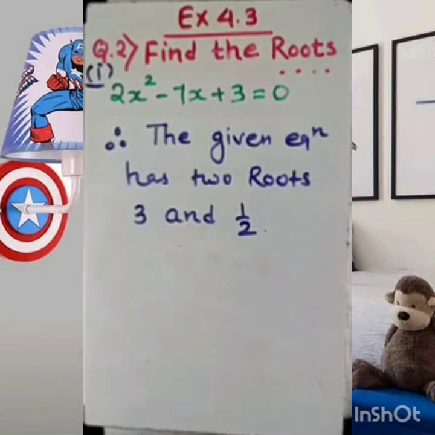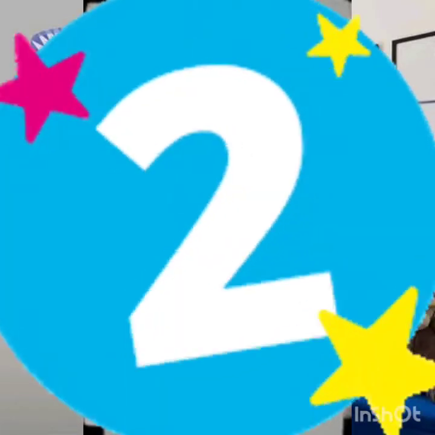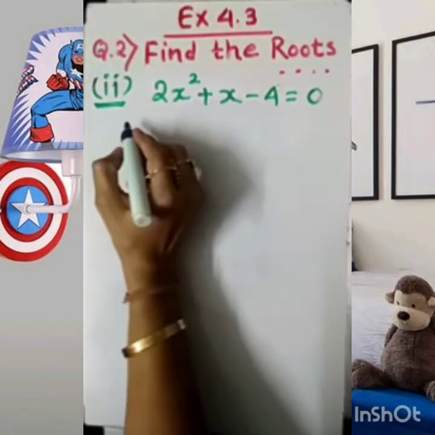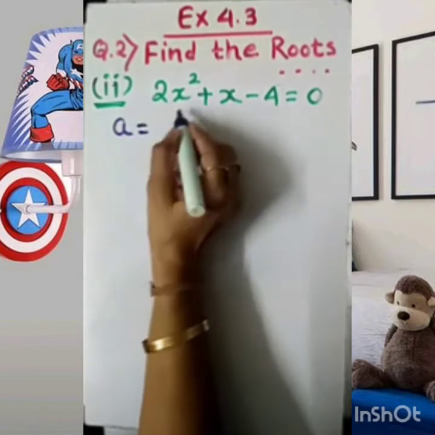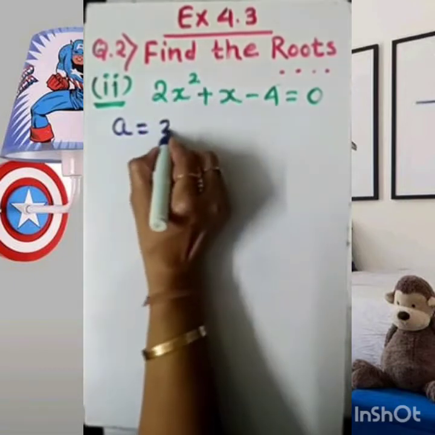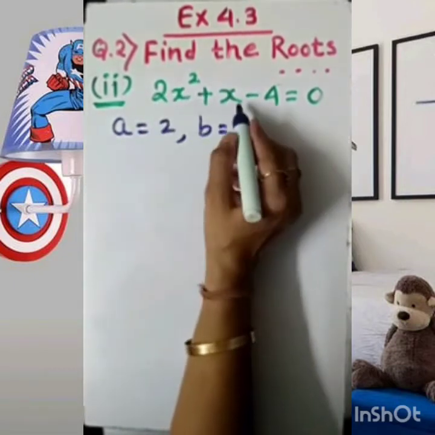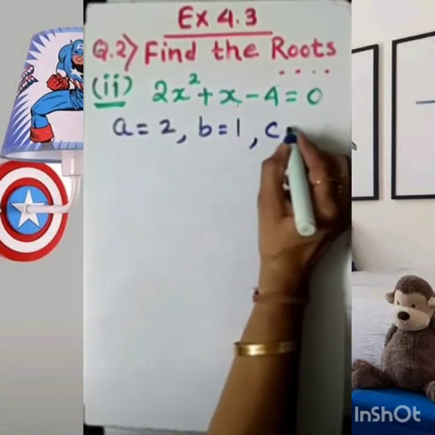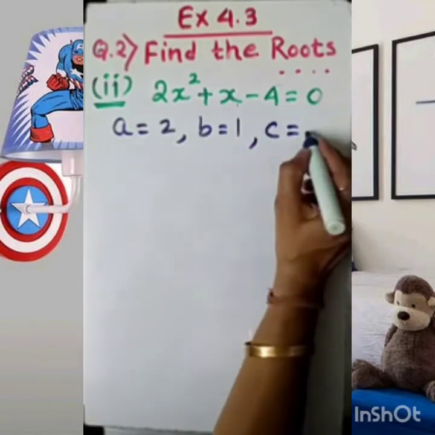Let's work on the second equation. What does it say? Yes, student, in the second equation we are given 2x square plus x minus 4 equal to 0. First step, we need to note down a, the coefficient of x square, which is 2. The coefficient of x, nothing is given here, so consider 1. And c is the constant term, that is minus 4.